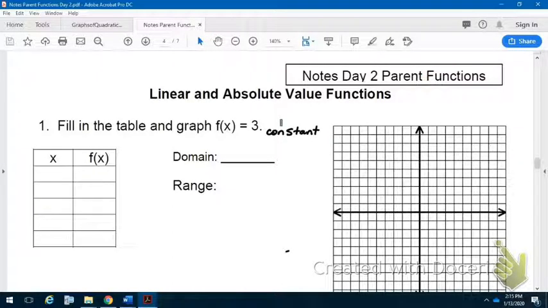Okay. So it's at 3, 1, 2, 3. So it's a straight horizontal line at y equals 3. So no matter what x is, y is always 3. The domain of any line is negative infinity to positive infinity. And for most lines, that's also the range. But when it's flat across like that, the range is just that one number, 3, because all the y's are the same.